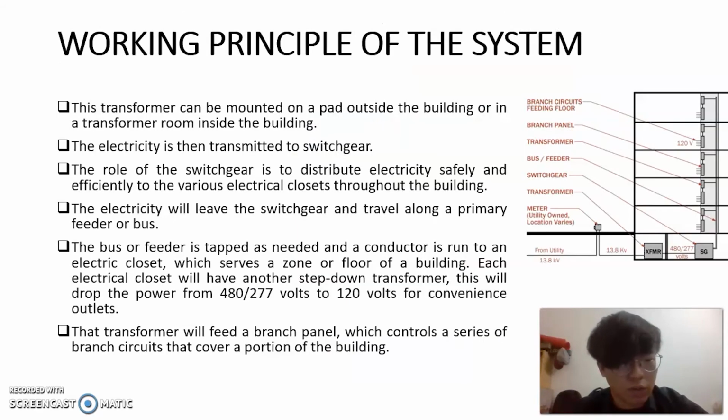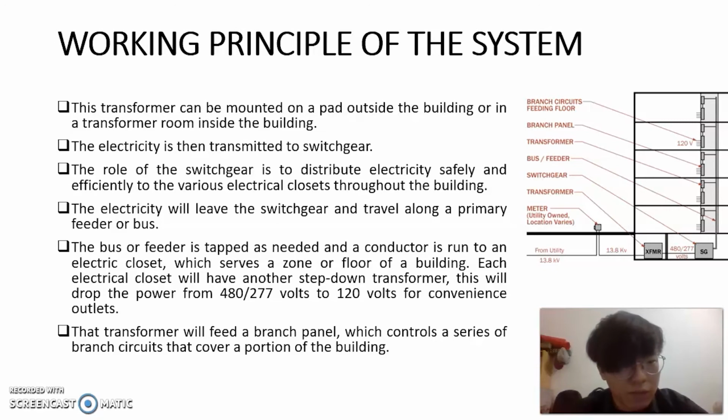So for the next one will be the working principle of the system. Since our project building is considered a large building, they have another working principle for the whole electrical supply system flow in such condition. Large buildings have much higher electrical load than smaller buildings. Therefore, the electrical requirement must be larger and more robust. This transformer can be mounted on a pad outside the building or in a transformer room inside the building.